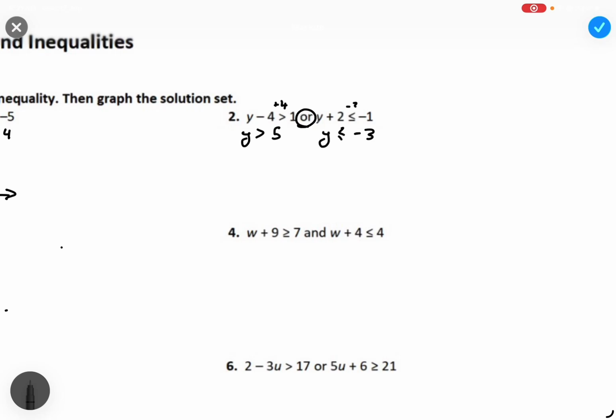And on the number line, it looks like this: negative 3, 5. For this one, it's an empty hole, and it's pointing this way because it's greater than. And for this one, it's a filled hole, and it's going this way because it's less than.